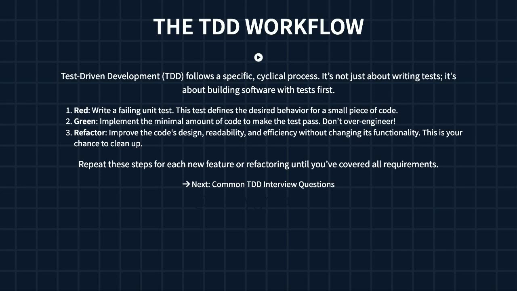Okay, let's talk about the core process of test-driven development. It's a really powerful approach, and it's based on this simple cycle: red, green, refactor. First, you write a failing test. This is crucial. It clearly defines what you want your code to do. Then you write just enough code to make that test pass. It's tempting to add extra features or complexity at this stage, but resist that urge. Focus on the minimal amount of code needed.